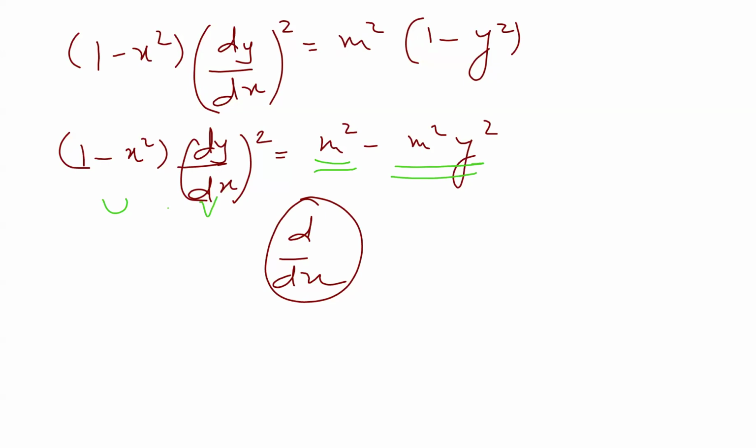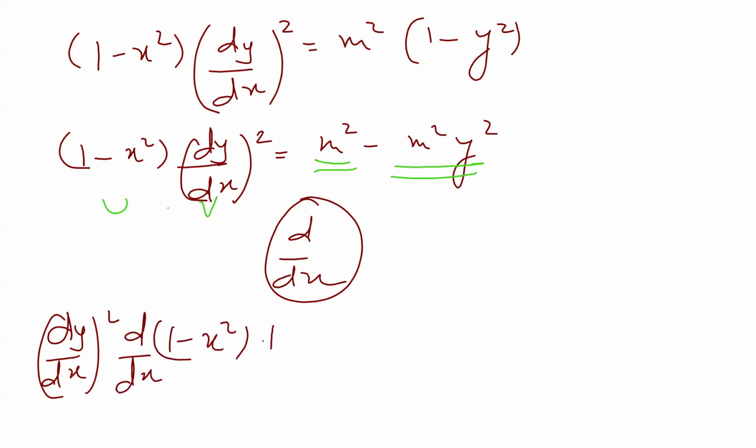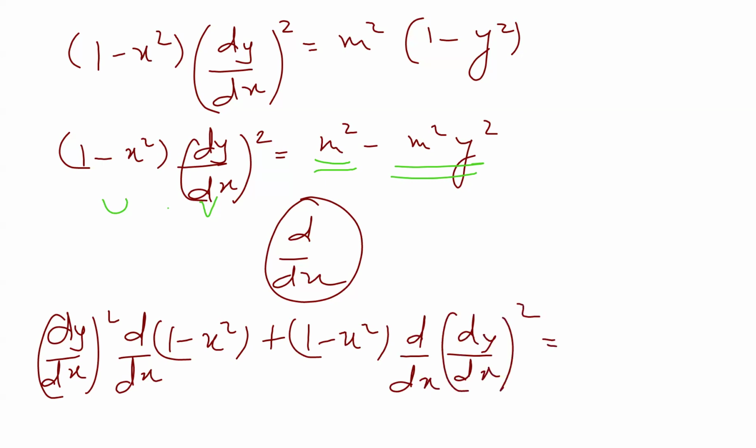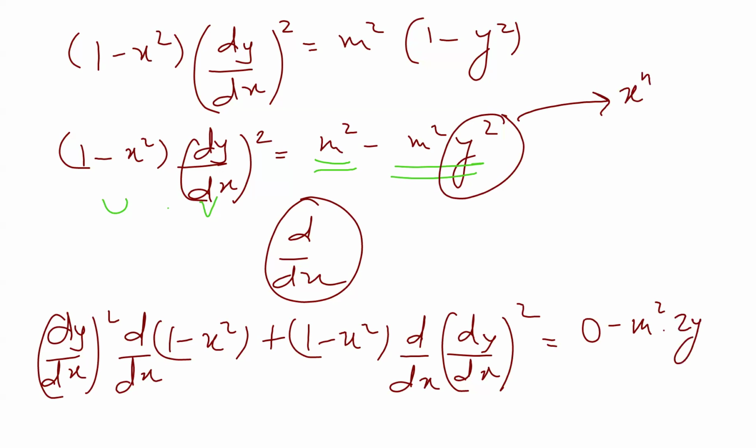So v, that is dy by dx the whole square, into derivative of u, plus 1 minus x square into derivative of dy by dx the whole square. I did the product rule, u into v rule. 0 minus m square, being a constant, will go outside. Derivative of y square is nothing but 2y. I'm comparing this with x raised to n. So 2y. If you compare this way, x is getting replaced with y. So dy by dx of y.